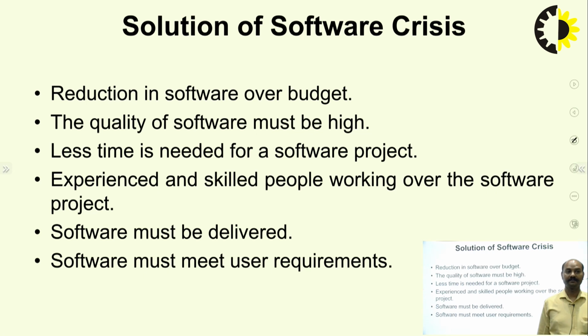Okay. Then the quality of software must be high, and less time is needed for a software project. Experienced and skilled people work on the software project. Software must be delivered at any cost, at any time. Software must meet user requirements. This is the most important factor: the software must meet user requirements.